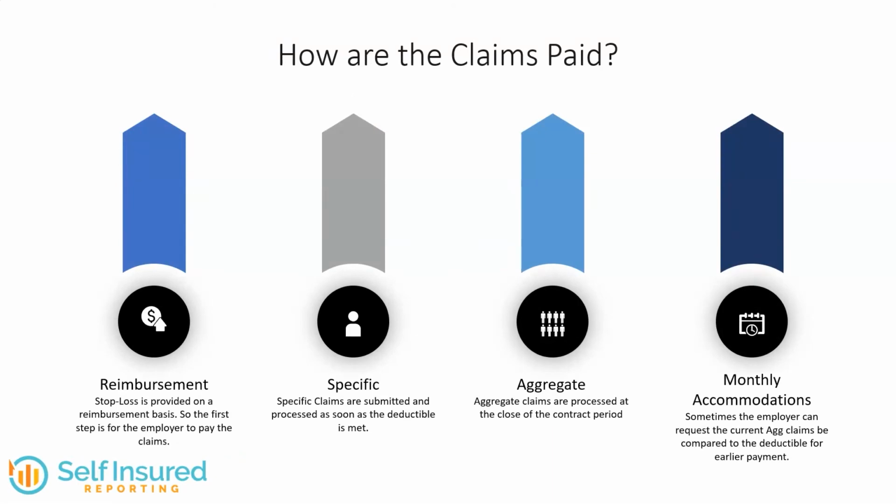So how are claims paid? First, stop-loss is provided on a reimbursement basis. So the first step is for the employer to pay the claims. For specific claims, they are submitted and processed as soon as the deductible is met. For aggregate claims, they're processed at the close of the contract period. Sometimes there are monthly accommodations. Here, the employer can request the current aggregate claims to be compared to the deductible for earlier payment.